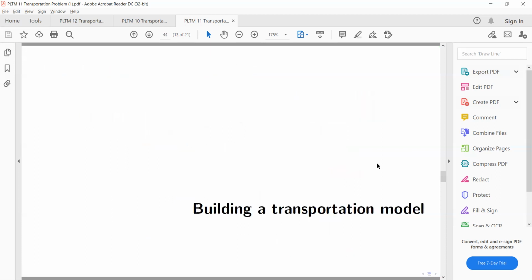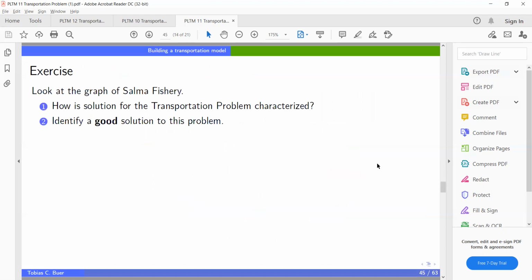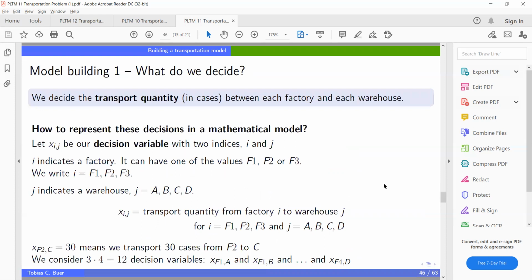So now we build a model for this transportation problem. This is what we need to decide: the transport quantity from each factory to each warehouse, to each supermarket. And how do we represent these decisions in a mathematical model? For this, we introduce decision variables.